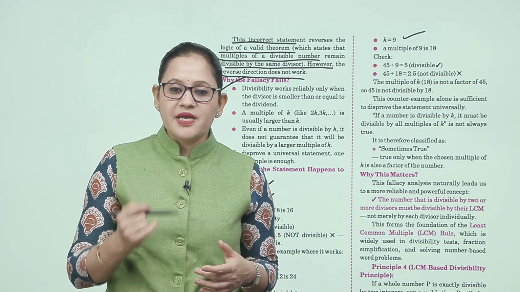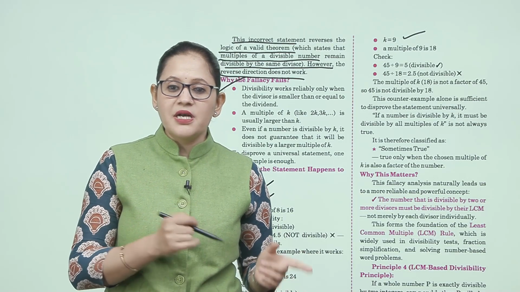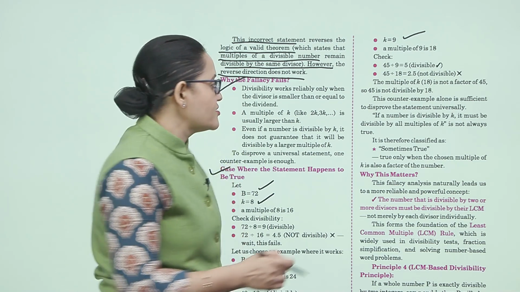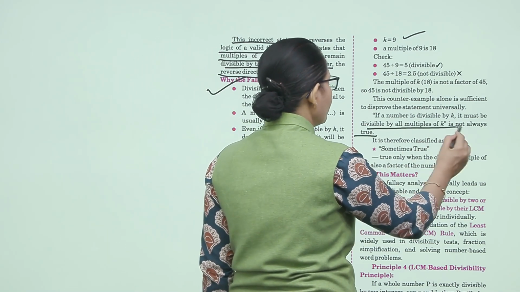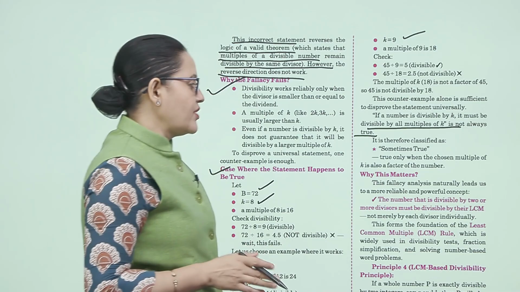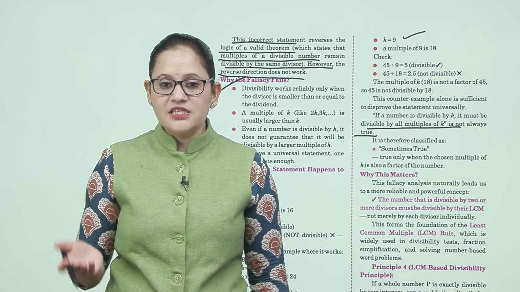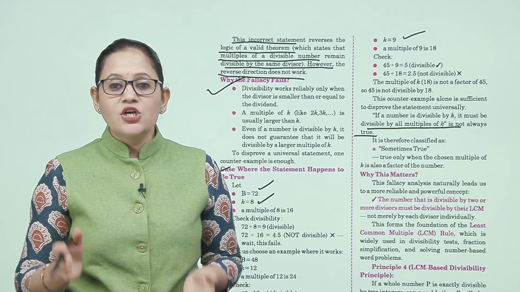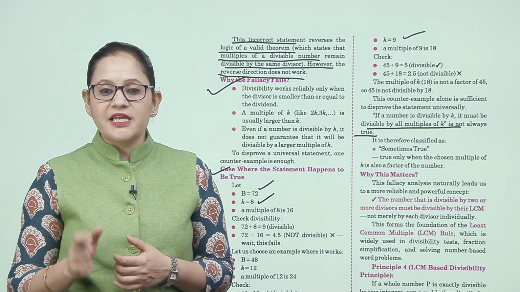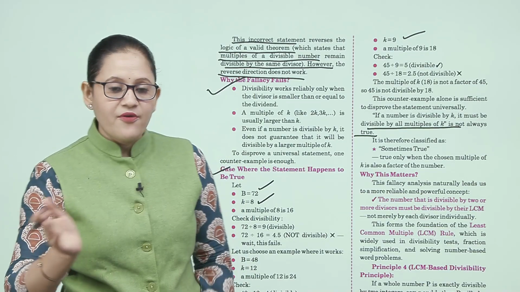The claim that if a number is divisible by k, it must be divisible by all multiples of k, is not always true. It is therefore classified as sometimes true. It's sometimes true but not always. True only when the chosen multiple of k is also a factor of the number. Why does this matter?